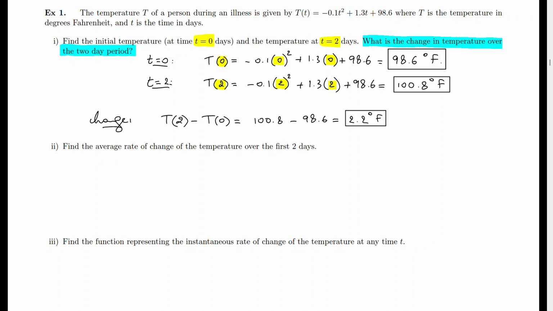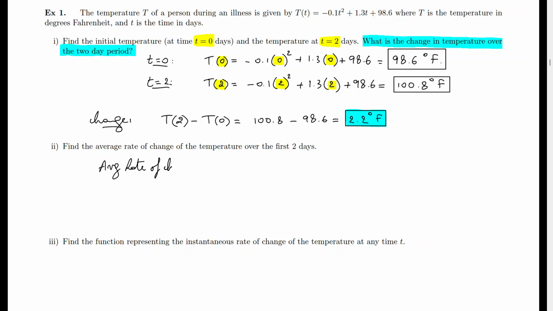Okay, so that's the end of part 1, and I'm just going to color this so you know which answer corresponds to which part of the problem. Okay, so next in part 2, it says find the average rate of change of the temperature over the first 2 days. Well, the average rate of change is basically that difference quotient that we're talking about.